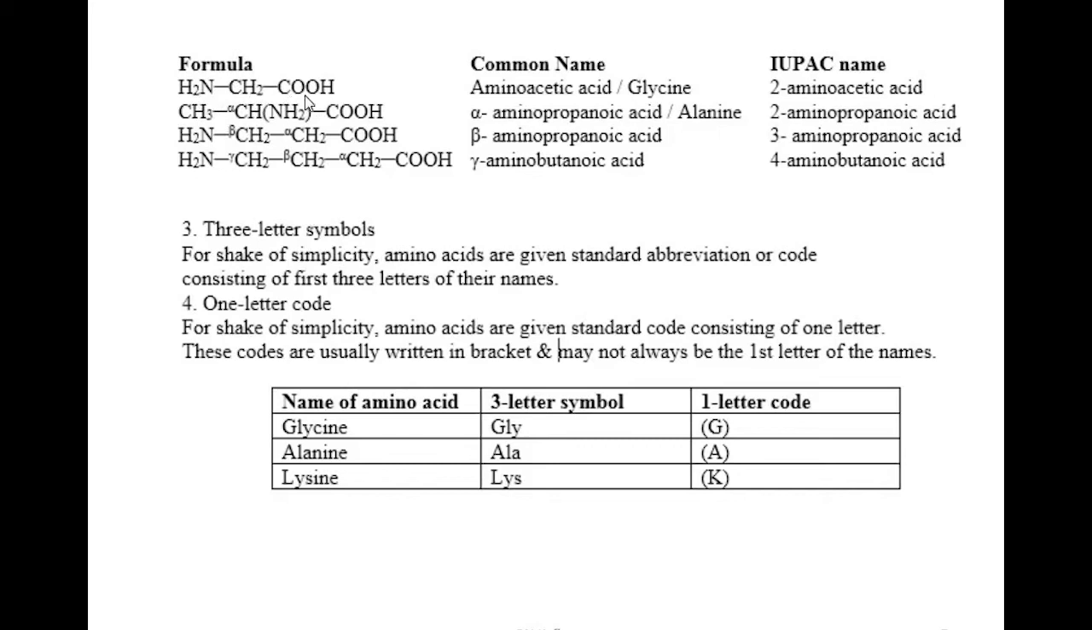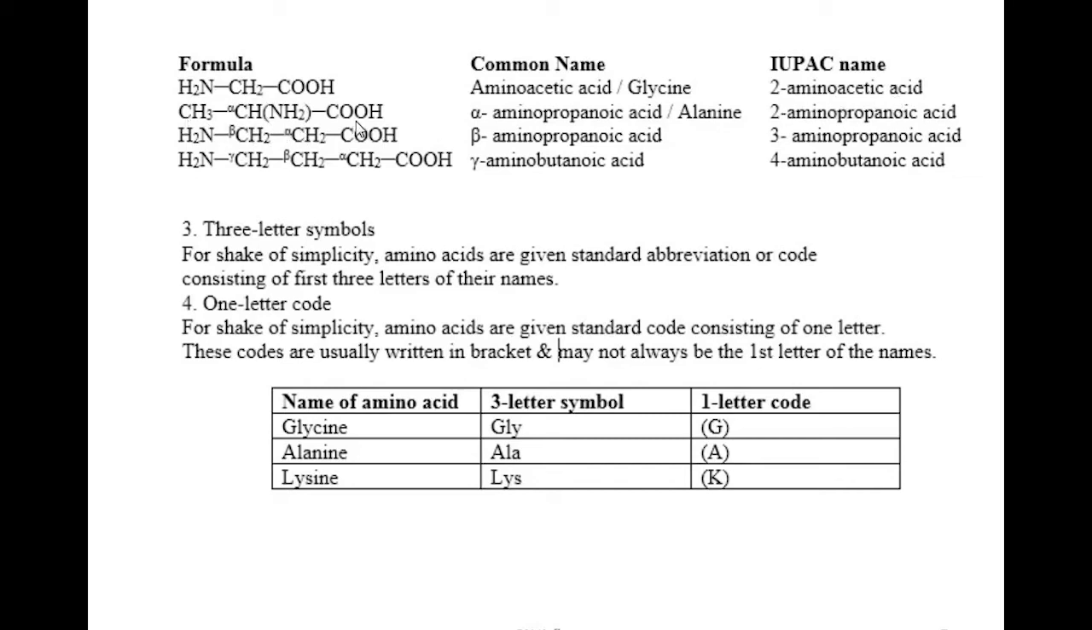CH2, NH2, COOH. So for the common name, we have to see the position of NH2. NH2 is connected to this carbon, and this is the acid group. So this is actually glycine, the structure of glycine. Name is amino acetic acid. IUPAC name, just see. Carbon 1, carbon 2, we have the NH2 group. So in carbon 2 we have the NH2 group, and total carbon we have is just 2. So 2 amino acetic acid.